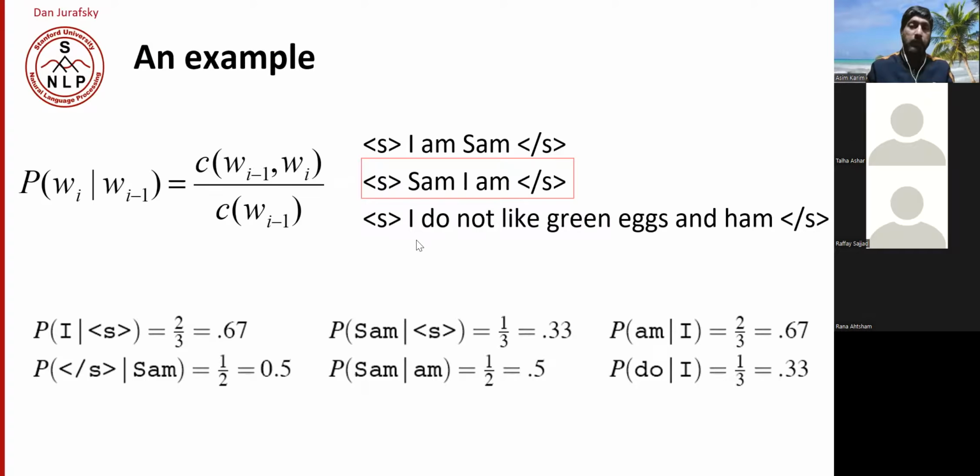The second sequence is "Sam I am." And the third is "I do not like green eggs and ham." So based on this very small corpus, just for example's sake, you can use maximum likelihood estimate to find various probabilities.